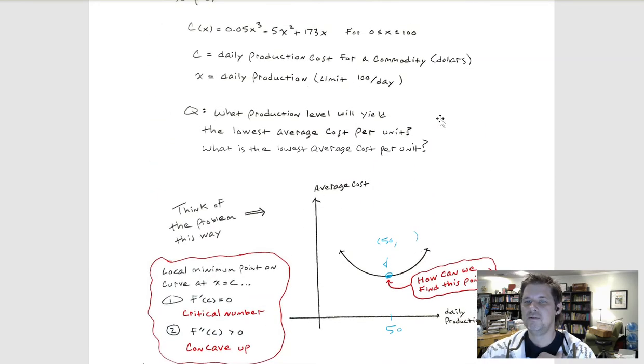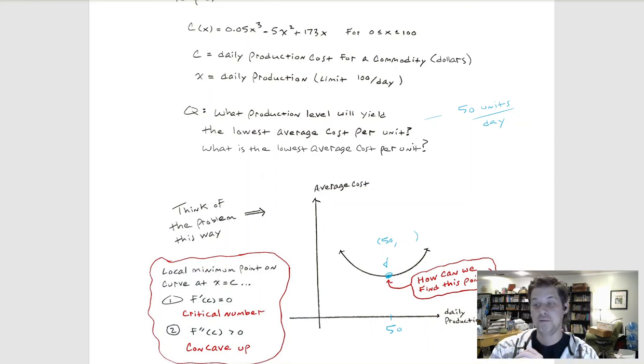Okay, so let's formulate a specific answer to our question. The question was, what production level will yield the lowest average cost per unit? So that will be 50 units per day. That's just for me to be specific with the information. The number was 50, but given that this is the daily production, I'll say 50 units per day. That's how you can optimize this situation. If you make more than that or less than that, the factors of production get out of skew and your average cost shoots up from there. That's what we were able to find out.